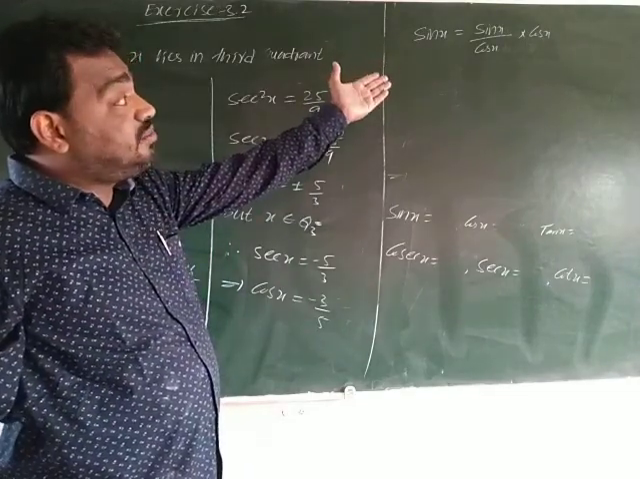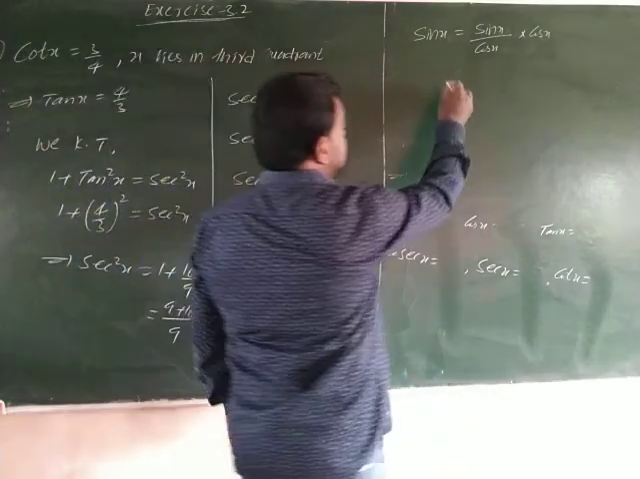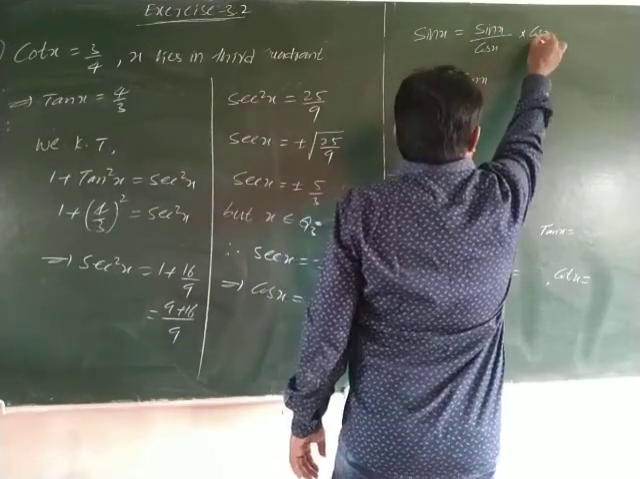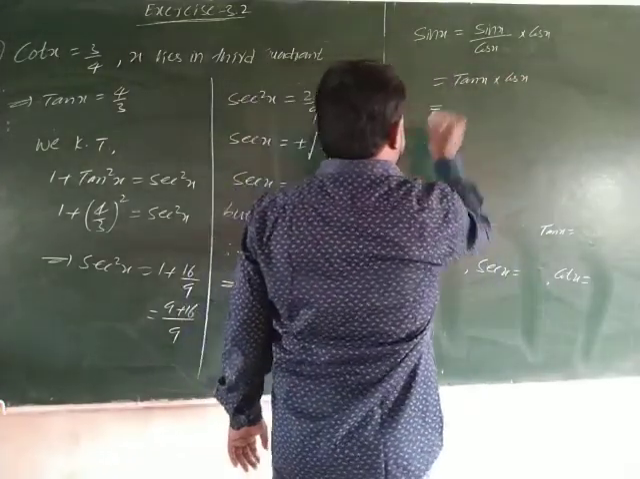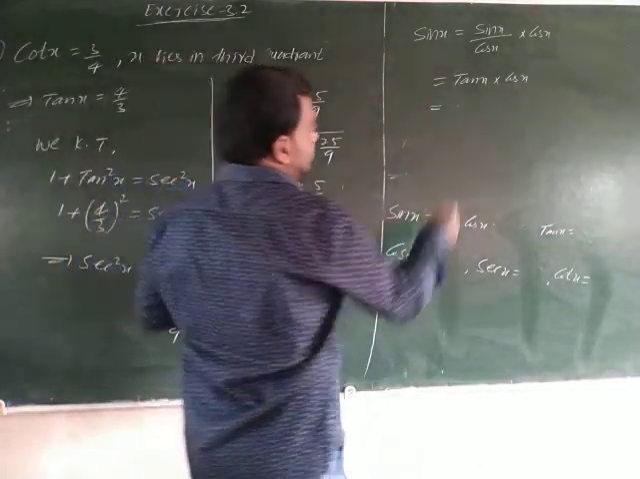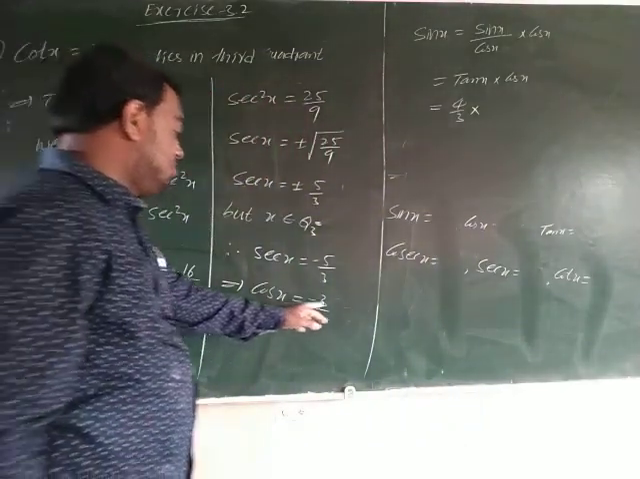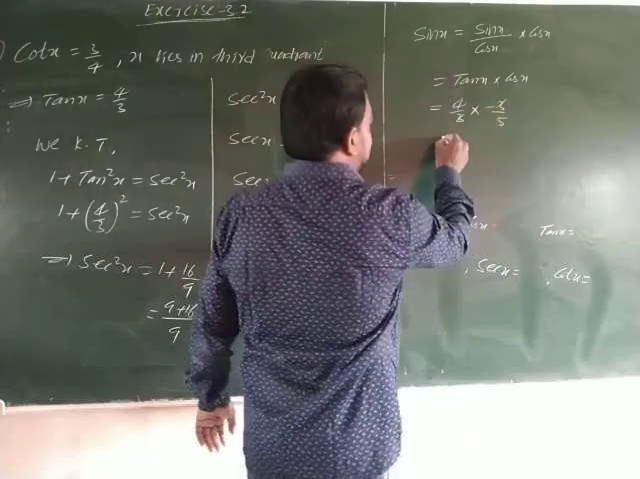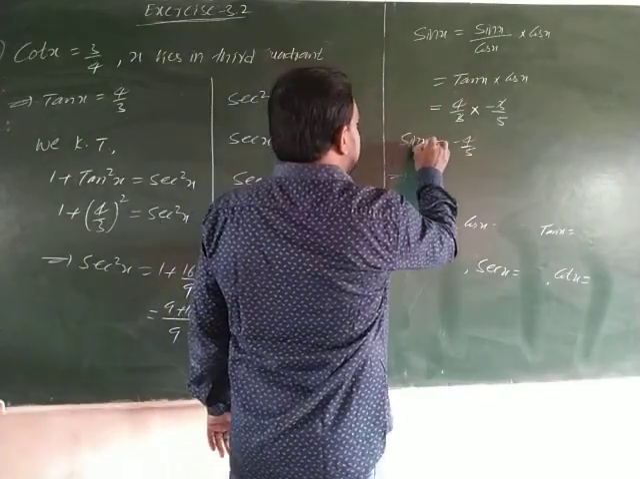What I did here: multiply and divide with cos x. I have written multiply and divide with cos x. This sin by cos is equal to tan x. Cos into cos x I have written as it is. So this is equal to tan x value, already we know, that is 4 by 3, times cos x value, cos x is equal to minus 3 by 5. Here 3 gets cancelled. This is equal to minus 4 by 5, which is sin x.